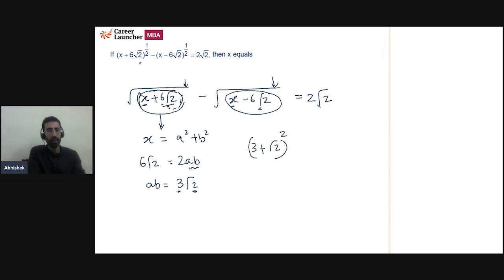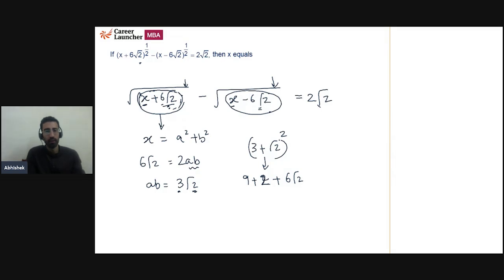Because when I do a 3 plus root 2 whole square, I will get 2ab as 6 root 2. And then, just check. Let's just check first. 3 plus root 2 whole square is 9 plus root 2 whole square is 2. Sorry, not 4. It's 2 plus 6 root 2. Super.